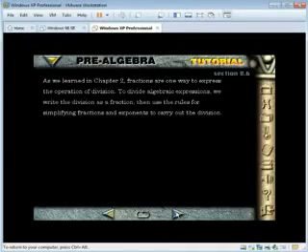As we learned in Chapter 2, fractions are one way to express the operation of division. To divide algebraic expressions, we write the division as a fraction, then use the rules for simplifying fractions and exponents to carry out the division.